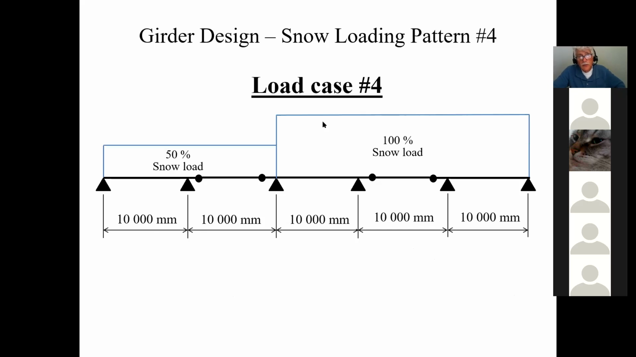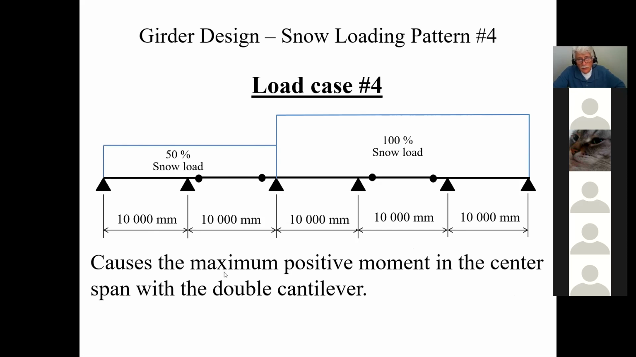And then load case number 4, you put 50% there and 100% there. And what this is going to create, of course, is the maximum positive moment here. So it causes the maximum positive moment in the center span with the double cantilever. So these are the 4 load cases. You're going to have your dead load, and then after that, you're going to have 4 different snow load cases.